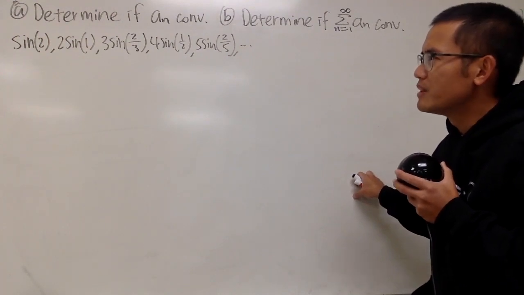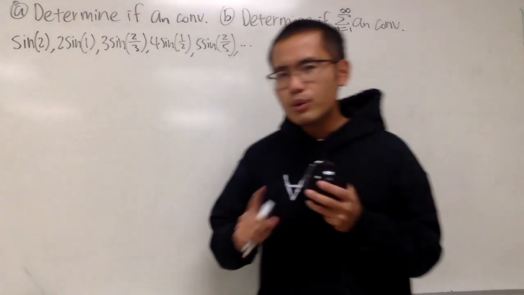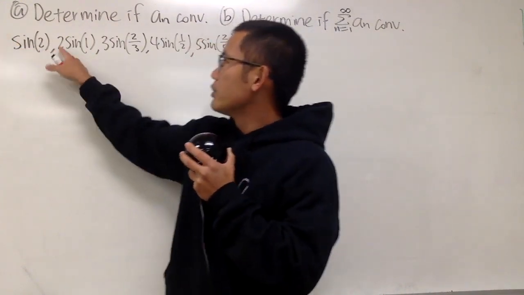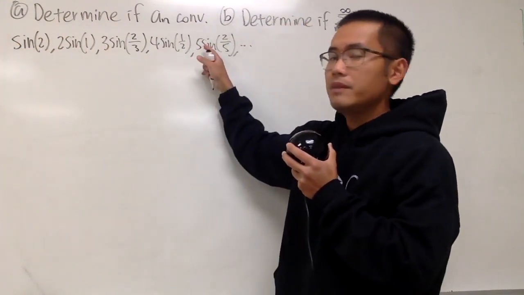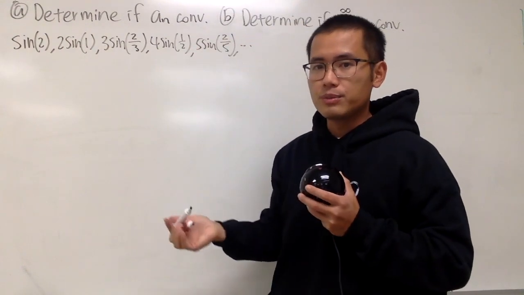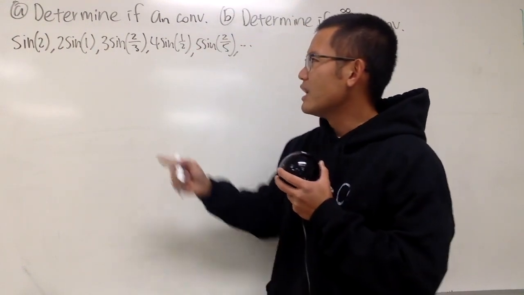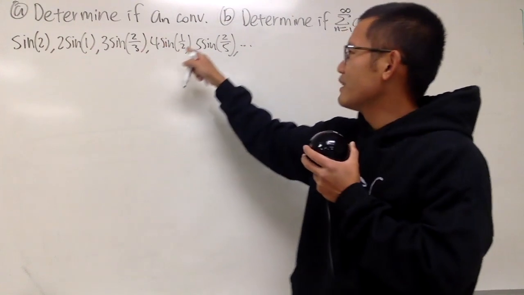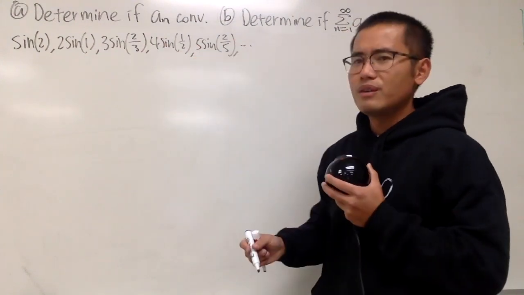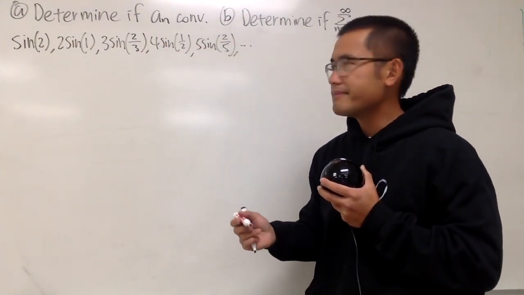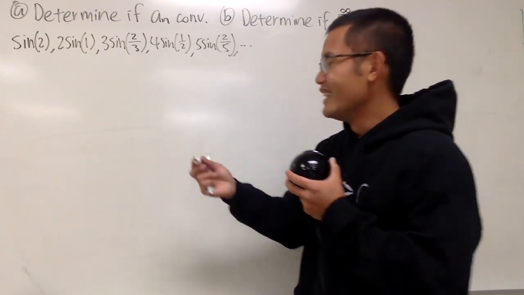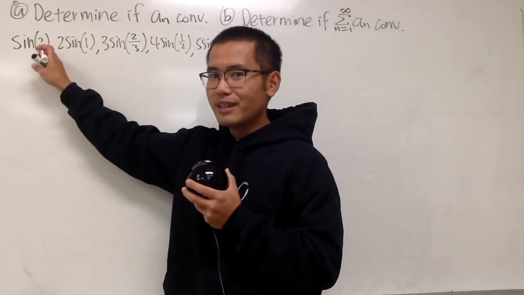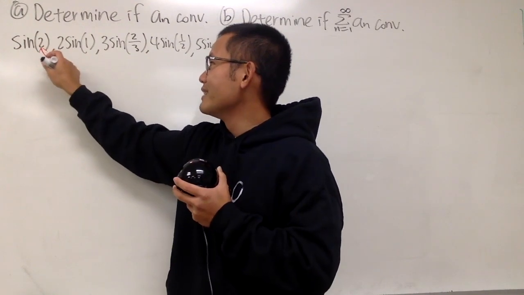It's kind of weird. First of all, I do notice that we have 1, 2, 3, 4, 5 as the coefficient, so that's pretty good. But how about inside? We have 2, 1, 3/2, 1/2, and then 2 over 5. Well, here's the deal. This 2 is the same as saying 2 over 1.